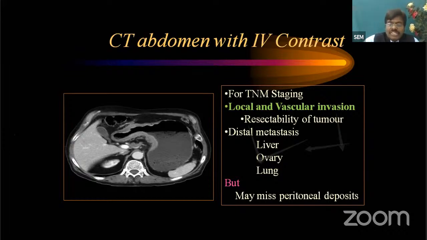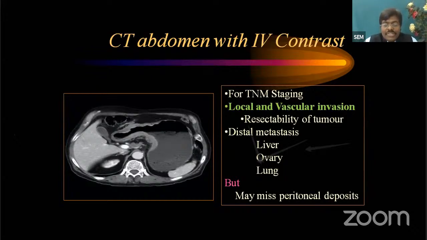Of course, if you have a distal metastasis, like in the liver, ovary, and lung, or if the patient has other deposits like peritoneal deposits, sometimes you'll be able to see them. But what is the best investigation for identifying whether you have a peritoneal deposit? Anybody? It is not CT. It is not your MRI. It is the staging laparoscopy.